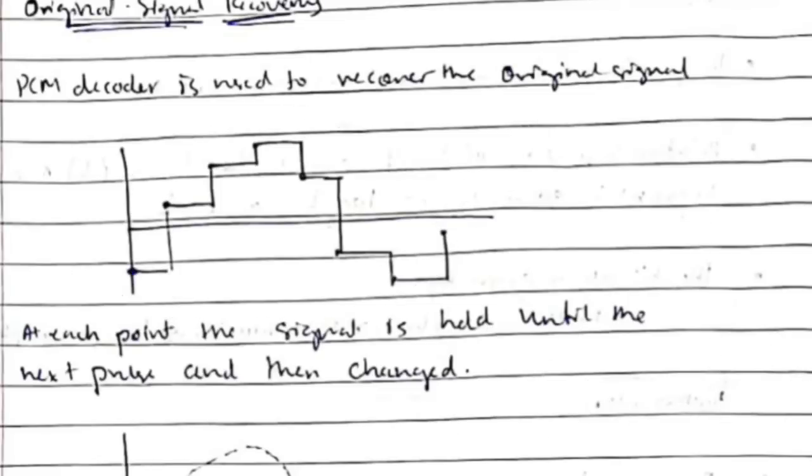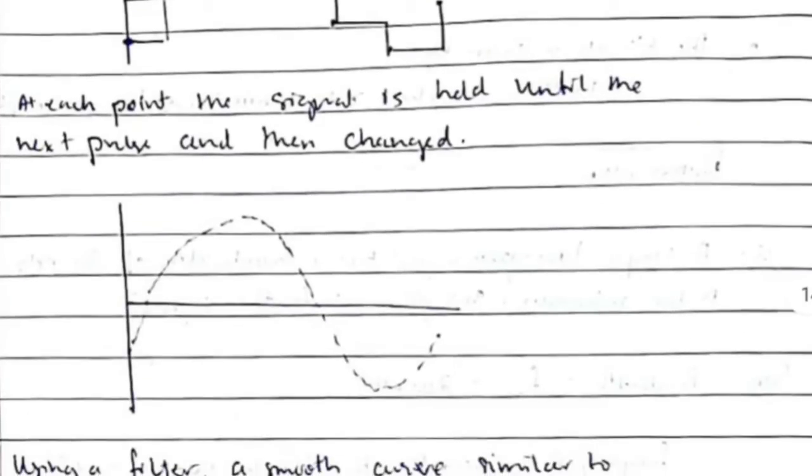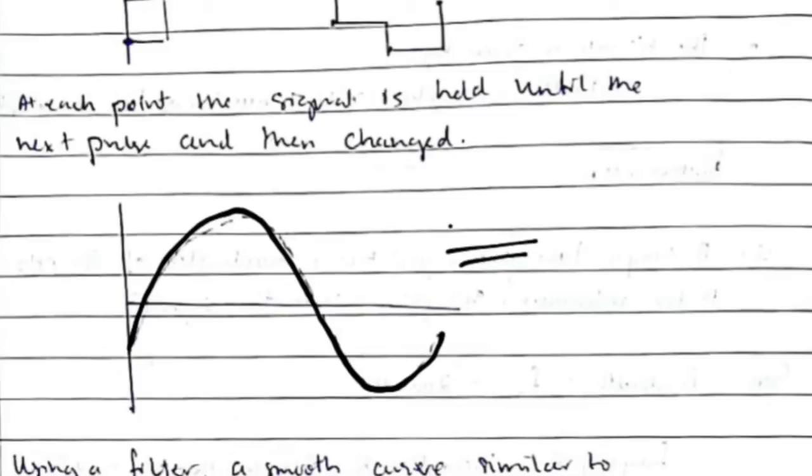To make it smoother, what I'll be using is a low pass filter. By using a low pass filter we can smoothen the curve and remove the noise. Okay, so I can get approximately the original wave as the analog one.